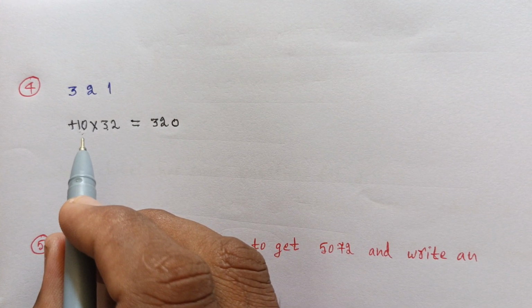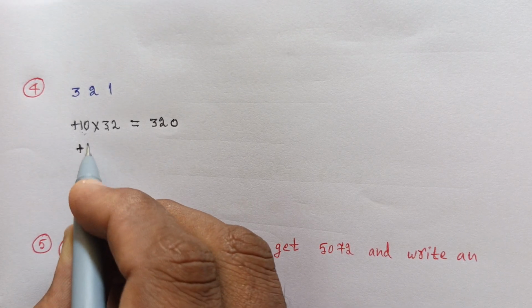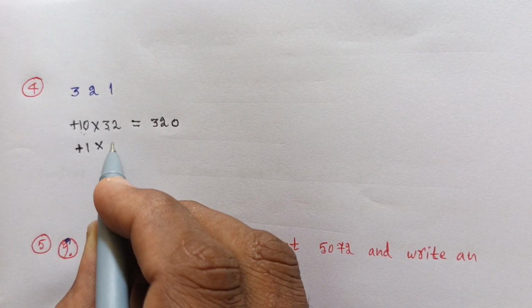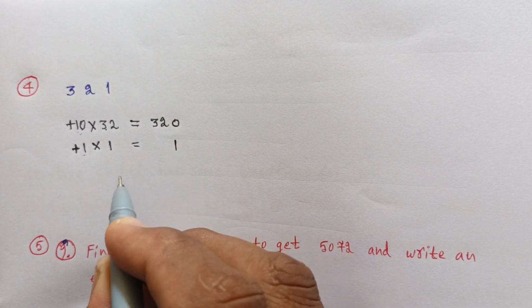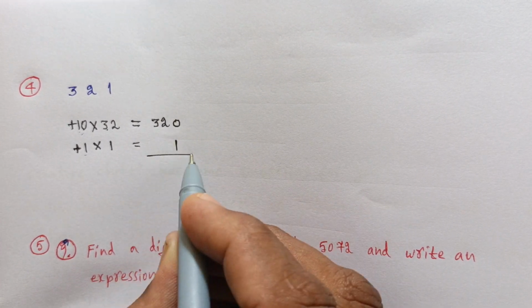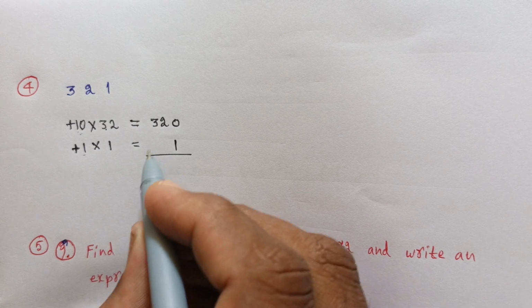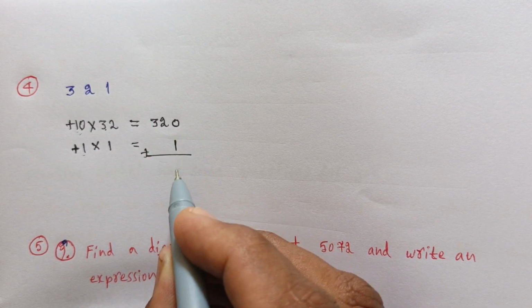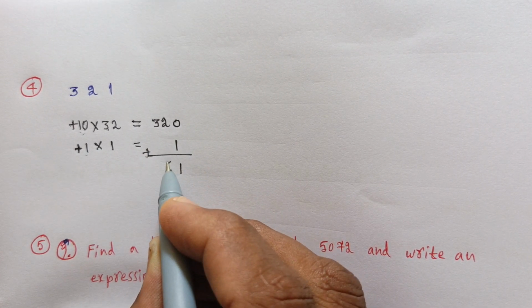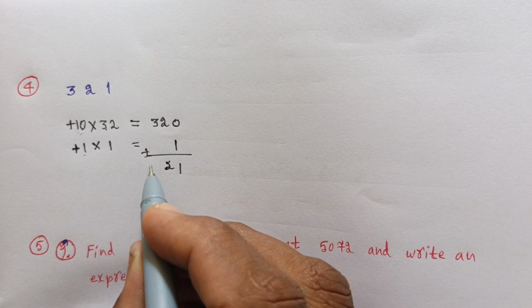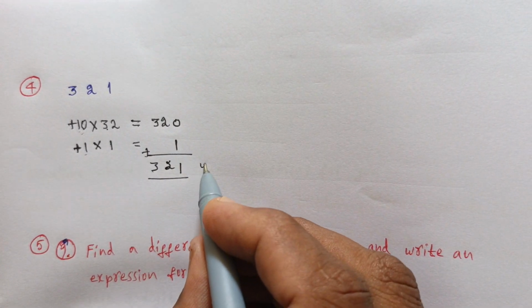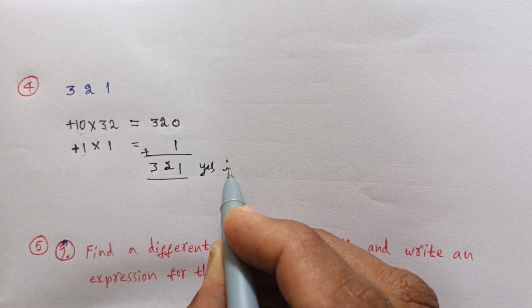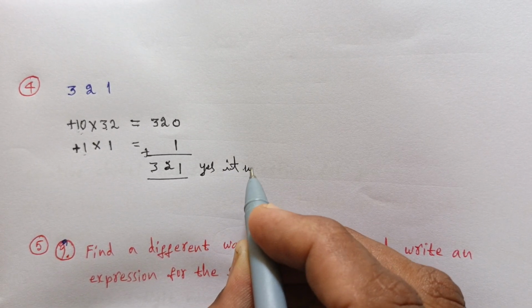It is also mentioned that the plus 1 button has to be pressed only one time. So here 1 times 1 is 1, and that's why I am placing it in the ones place. If you add these numbers, 0 plus 1 is 1, 2 plus nothing is 2, 3 plus nothing is 3. So 321. So yes, it is correct.